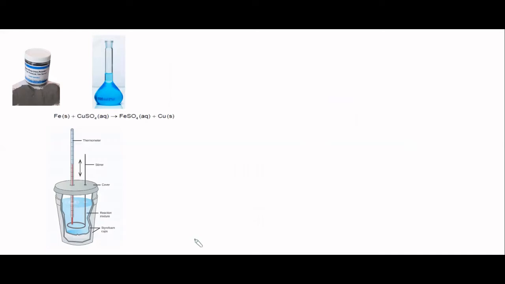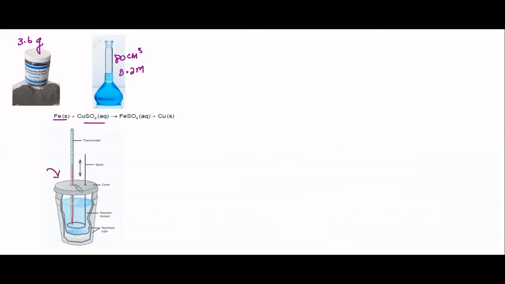For a quick recap, 3.6 grams of iron is made to react with 80 cm³ of copper sulfate solution. This solution has a concentration of 0.2 molar, or moles per decimeter cube. So again, 3.6 grams of iron is allowed to react with just 80 cm³ of 0.2 molar copper sulfate, and the reaction is carried out in a calorimeter like this.